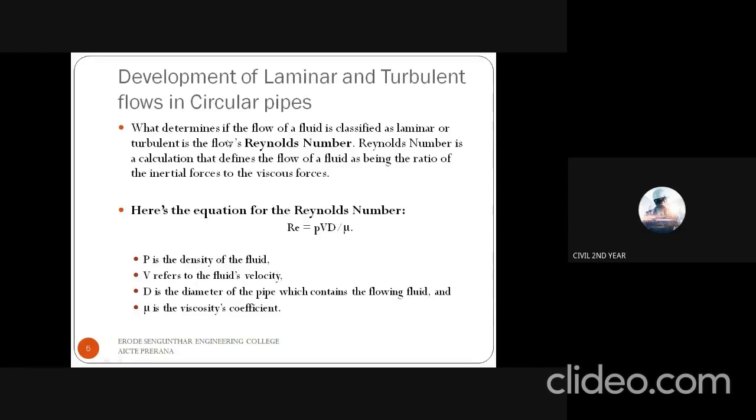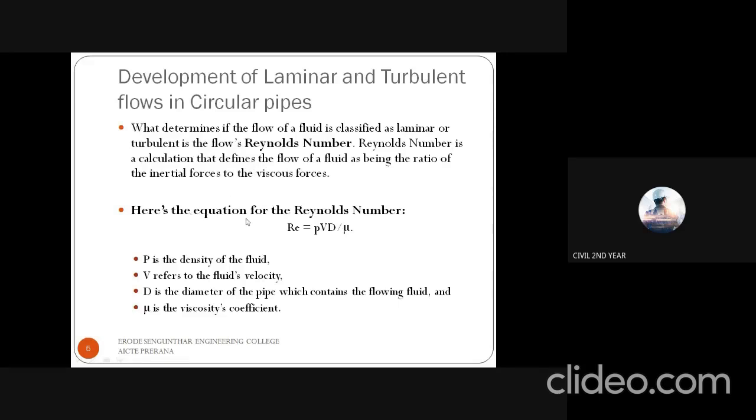So what determines if the flow of your fluid is classified as laminar or turbulent? Which we already discussed, it is the Reynolds number. Based on the Reynolds number, we can classify the flowing fluid as laminar or turbulent. Reynolds number is a calculation that defines the flow of a fluid as the ratio of the inertial forces to the viscous forces.